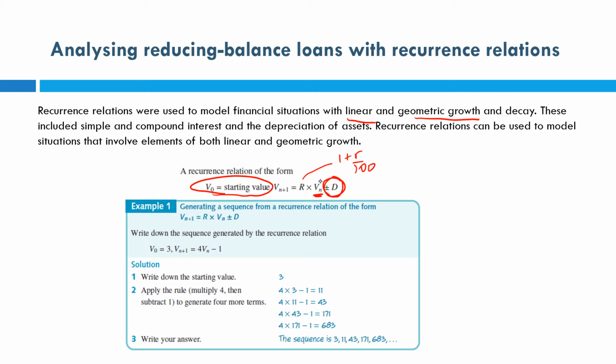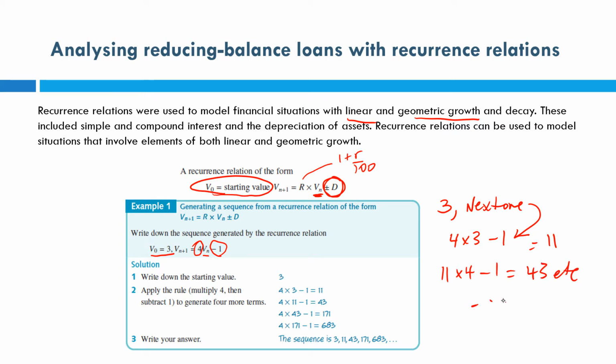So if we look at the example there, we have V0 equals 3, which is our starting point, and our recurrence relation tells us that in this case, capital R is equal to 4, and we have to multiply that by Vn minus 1. So here we're asked to write down the sequence that this particular recurrence relation generates. So we know we're starting at 3, we're multiplying that answer by 4, and we're taking 1 to get 11. Our next step is to take that 11, which becomes our new Vn, again multiply that by 4 and take away 1 to get 43. And when you continue that, you have a sequence of 3, 11, 43, 171, 683, etc.